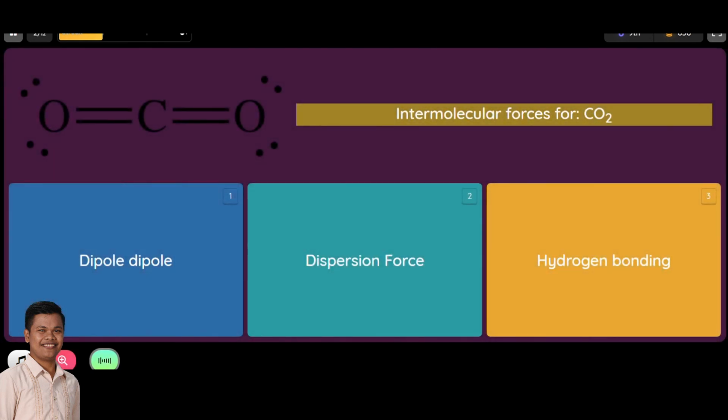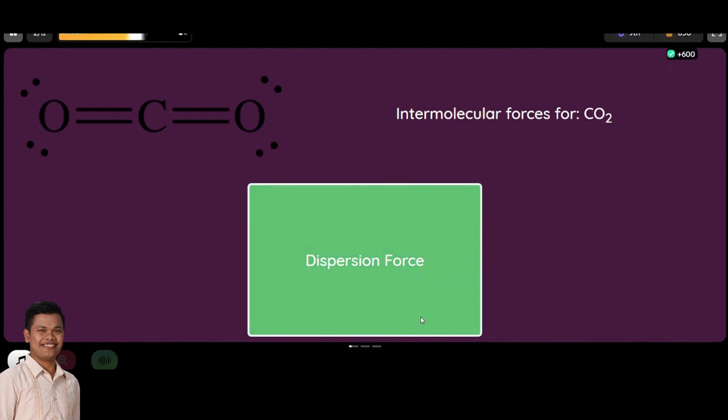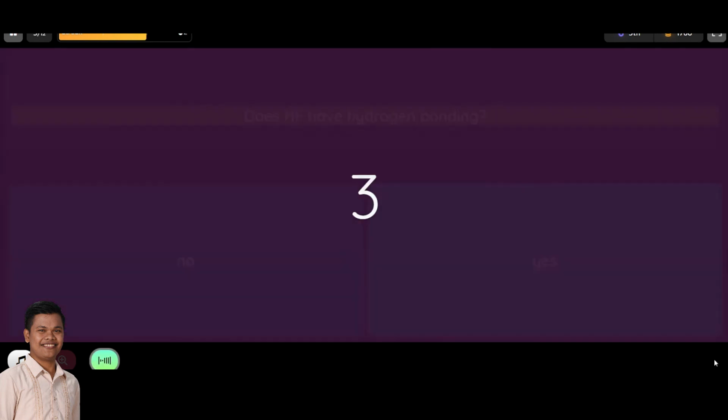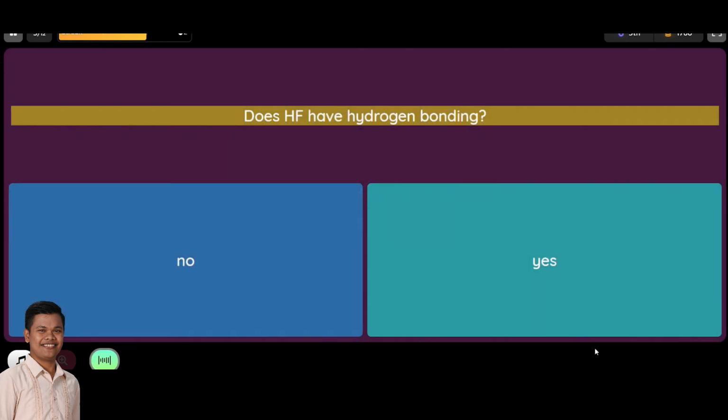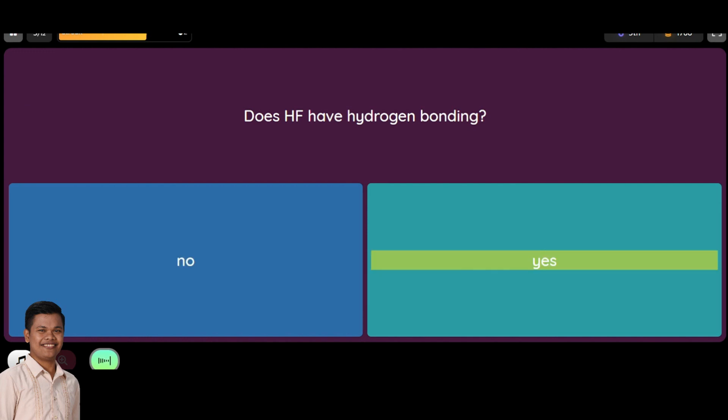Intermolecular forces for CO2. Option 1, dipole-dipole. Option 2, dispersion force. Option 3, hydrogen bonding. Does HF have hydrogen bonding? Option 1, no. Option 2, yes.